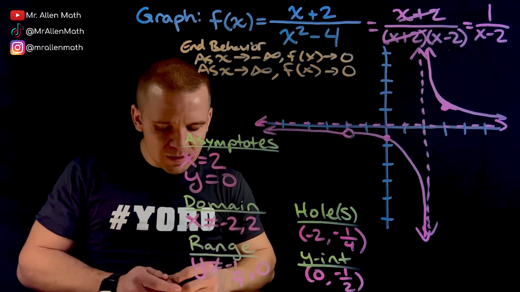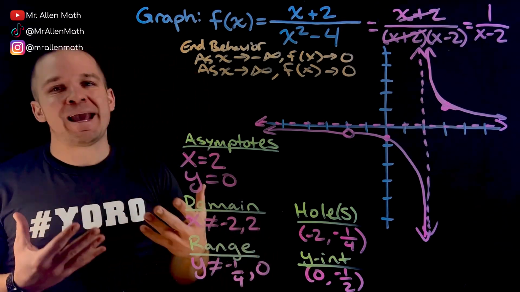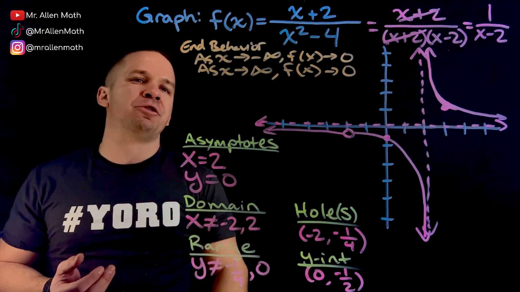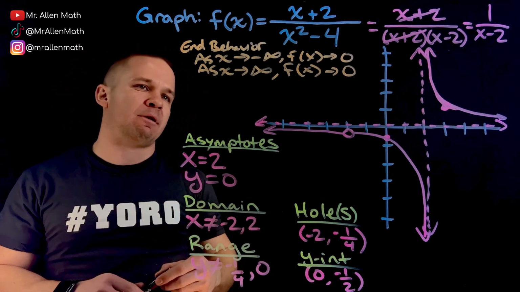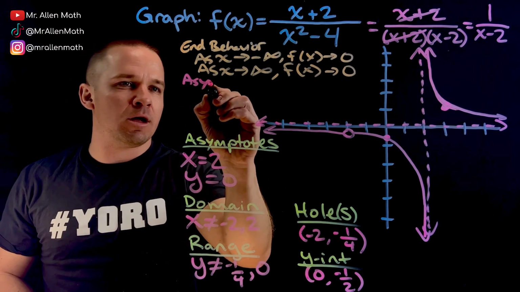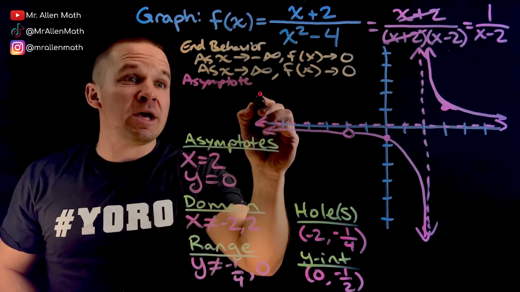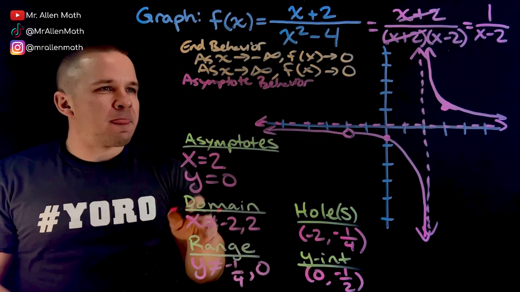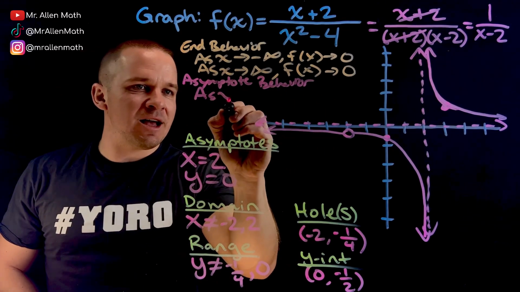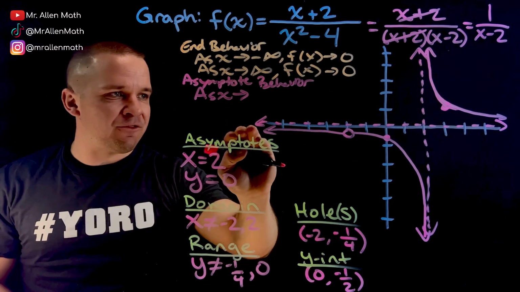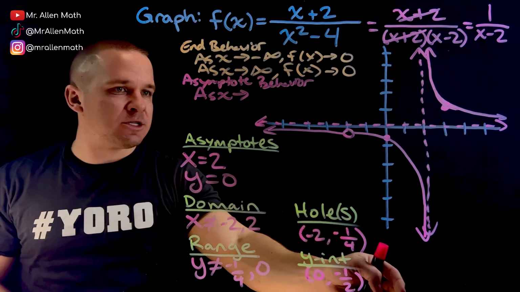And I know what you're thinking. You're like, we can't leave the behavior around my vertical asymptote out of the mix. I won't do that. I wouldn't do that to my vertical asymptote. So let's do that last one there. Asymptote behavior. All right. So let's see here. As x approaches 2, we'll go from the left side first. So as I'm coming from the left, it's going down to negative infinity.